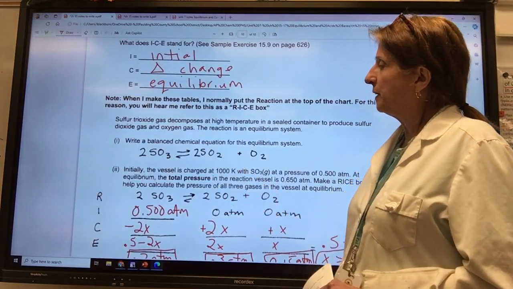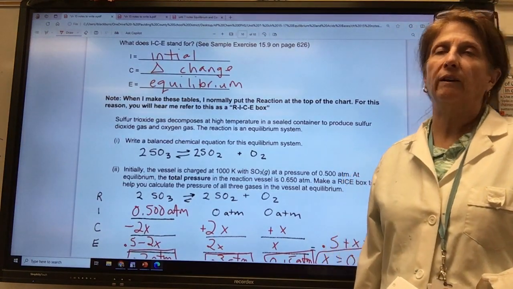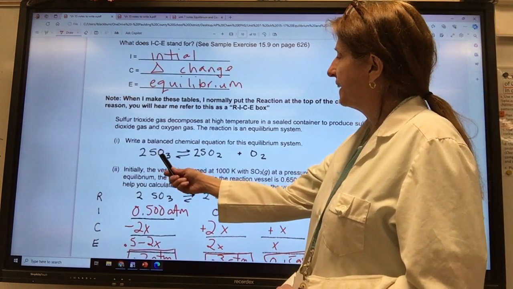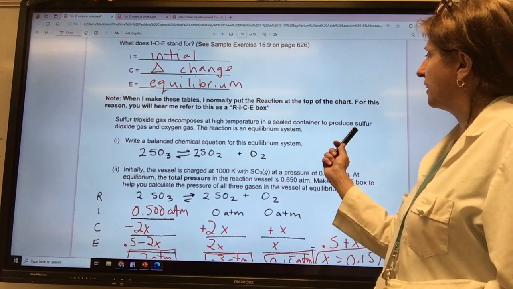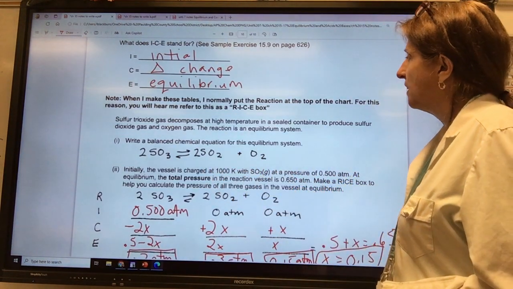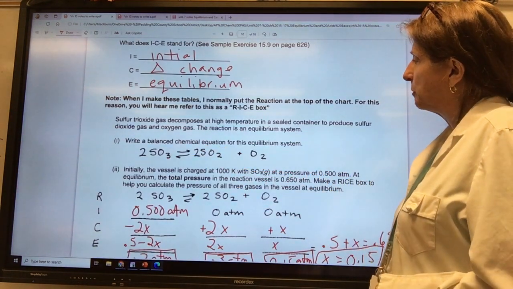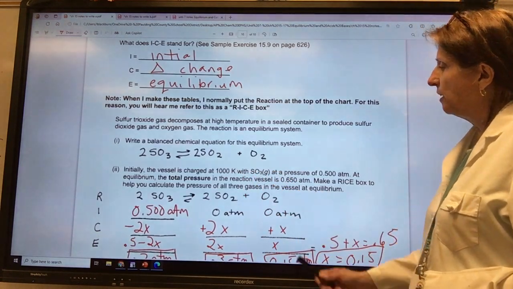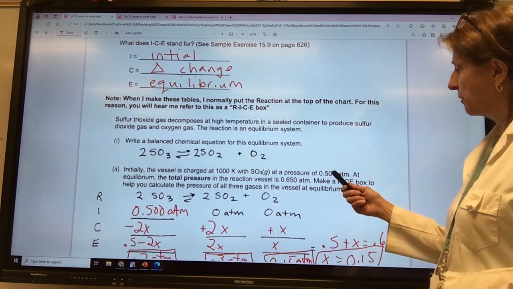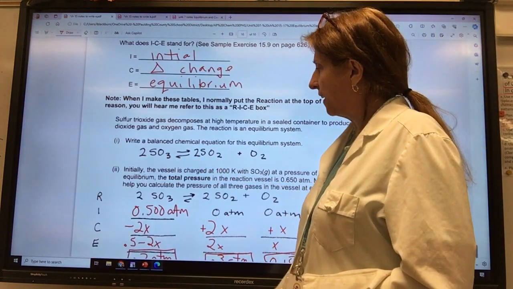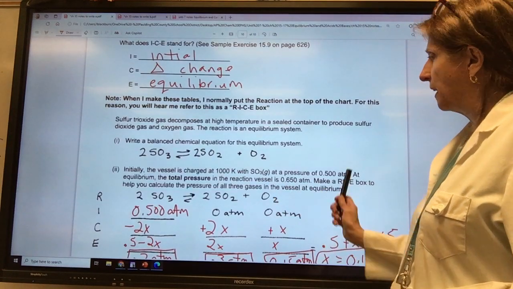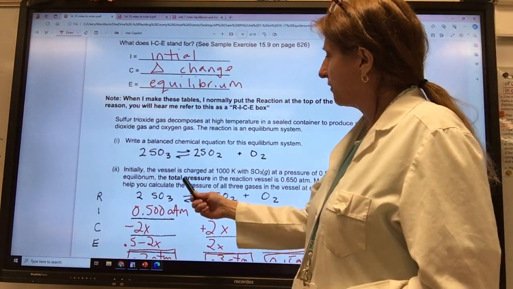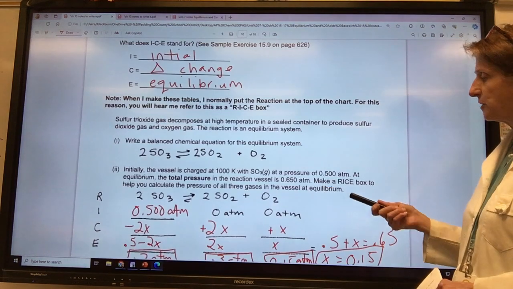So, here I have a reaction, and we're going to make a RICE chart for it. Which means you just write your reaction first. That's the R. So sulfur trioxide gas decomposes at a high temperature in a sealed container to produce sulfur dioxide and oxygen gas. This is a reaction at equilibrium. Initially, the vessel is charged at 1,000 degrees Kelvin with SO3 gas at a pressure of 0.5 atmospheres. So it starts off there. The total pressure of the reaction vessel at equilibrium is 0.65 atmospheres. Make a RICE box to help you calculate the pressure of all 3 gases in the vessel at equilibrium.